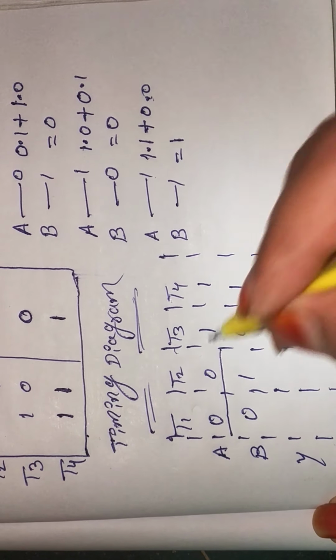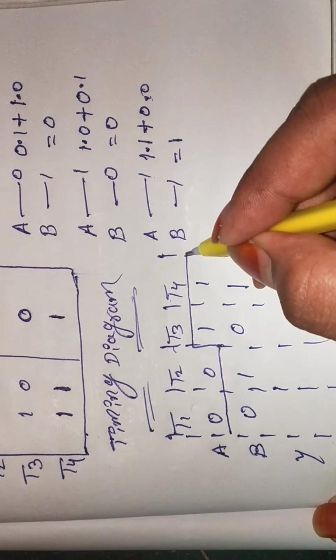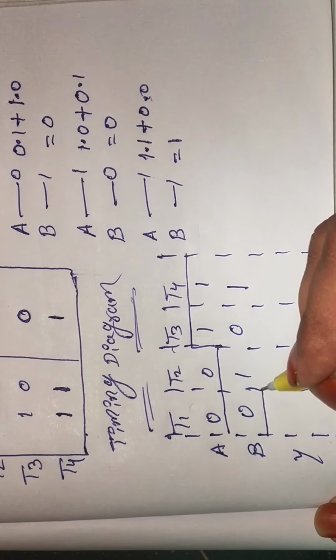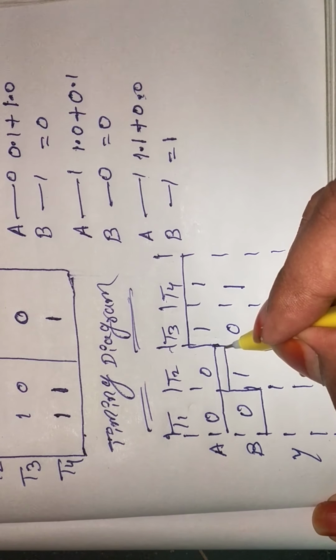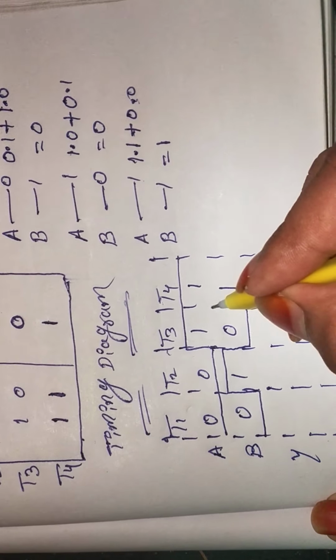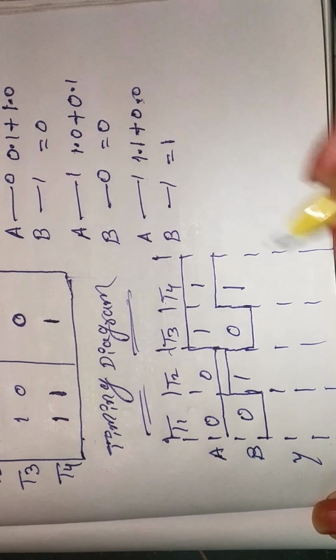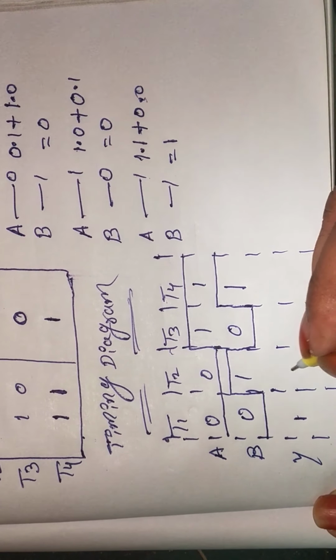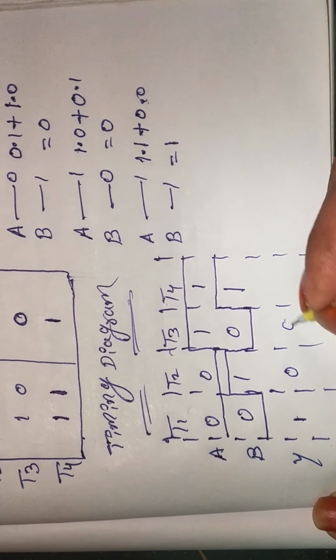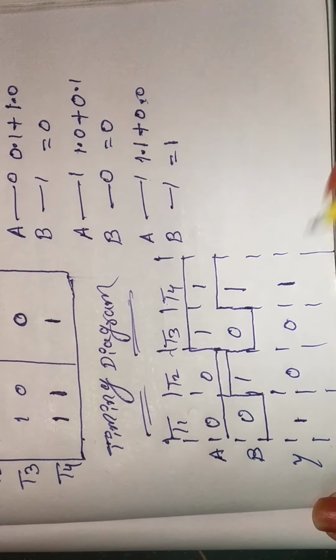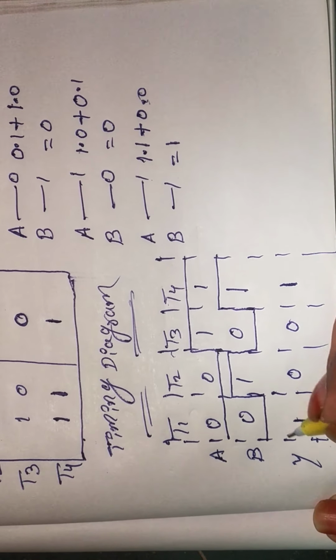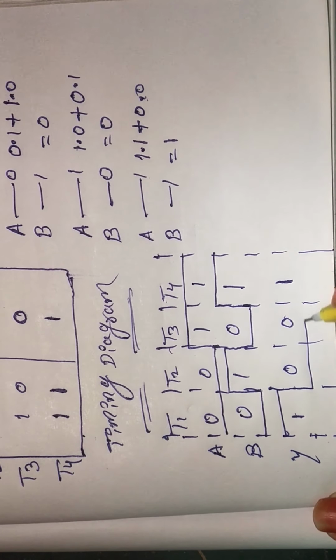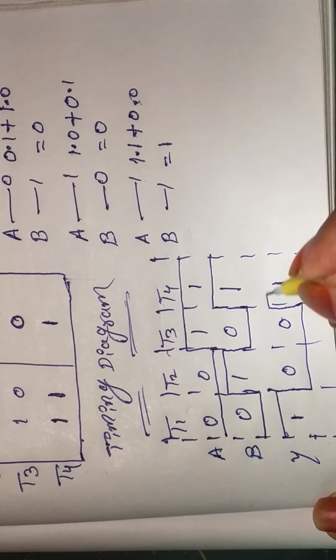2 low levels, 2 high levels for A, and 1 low level, 1 high level, 1 low level, 1 high level for B. The output becomes 1, 0, 0, 1: high level, 2 low levels, 1 high level. This is the timing diagram of XNOR gate.